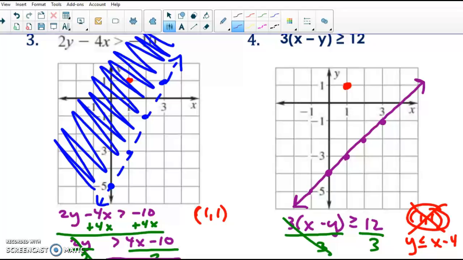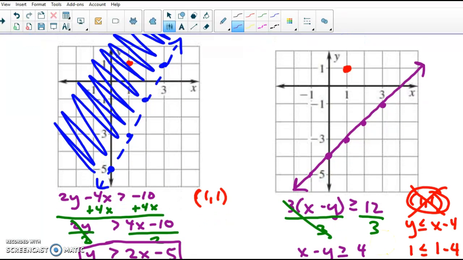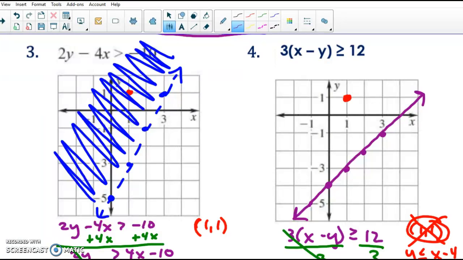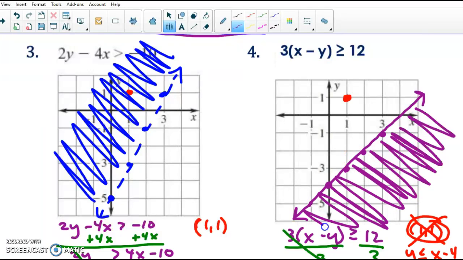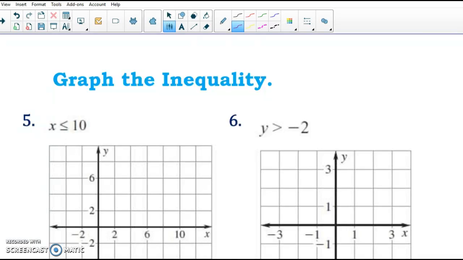I wanted to make sure that you understood that because this point is not a solution, I want to shade the opposite half plane. So I'm going to shade below the line because this point is not a solution. All right, so next example.